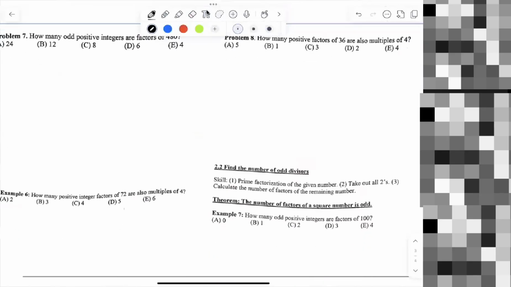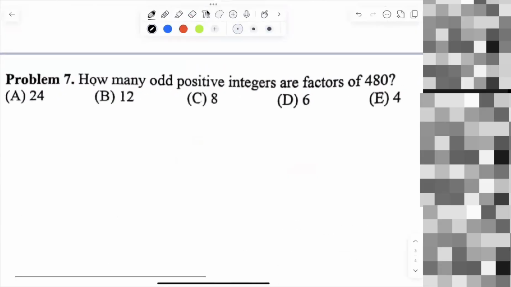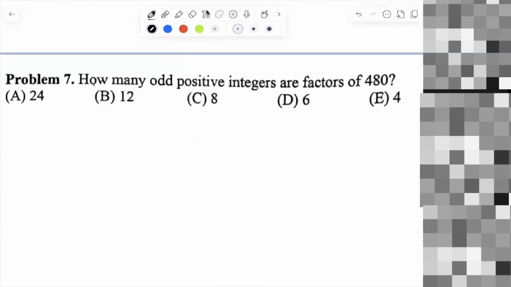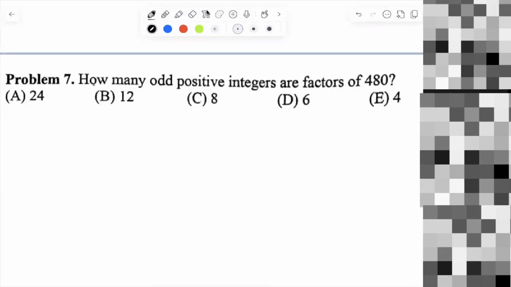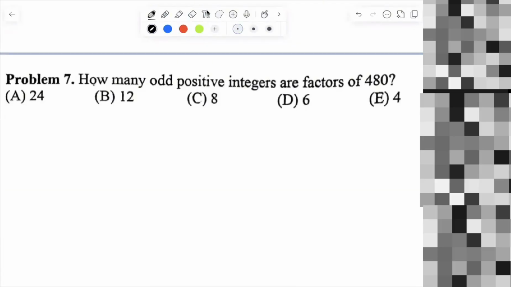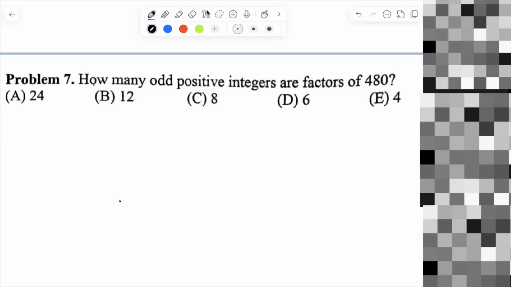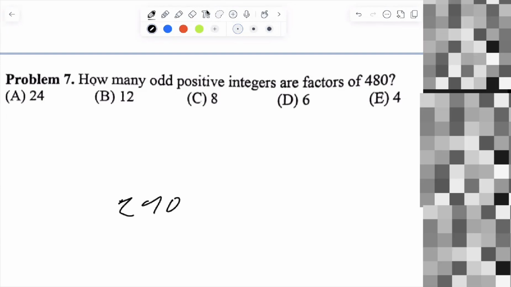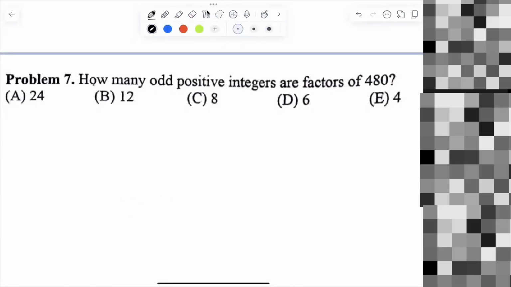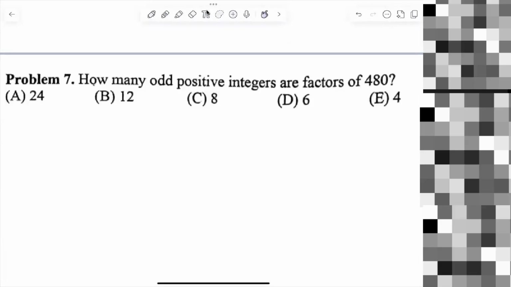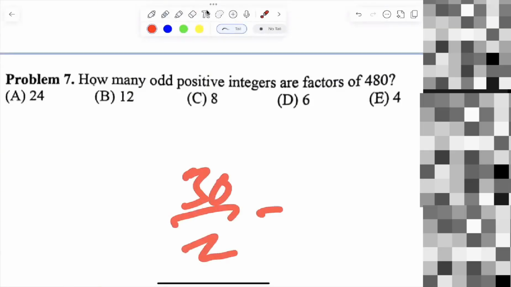Alright. Now, let's move on to problem 7. How many odd positive integers are factors of 480? Well, first off, we can just remove every single factor of 2. That's going to be 240. You can divide by 2 again to get 120, divide by 2 again, it gives you 60. 60 divided by 2 is 30. 30 divided by 2 is just 15.